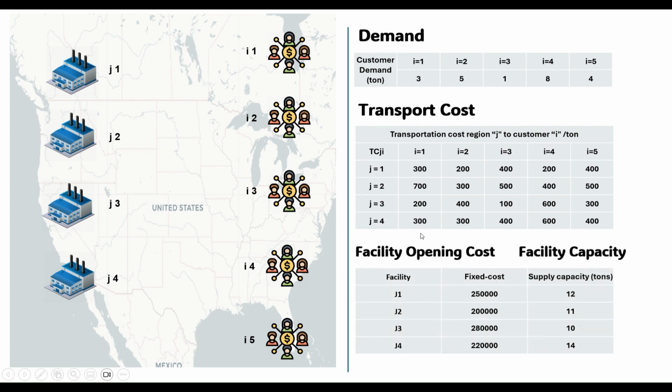And also we have the opening cost, the fixed cost for opening each one of these facilities. So to open facility 1, the cost would be 250,000. To open facility 4, the cost would be 220,000, and so on. And also we have the capacities for each of these facilities. So if we are opening facility 1, the capacity would be 12 tons. If we are opening facility 2, the capacity would be 11 tons, and so on.